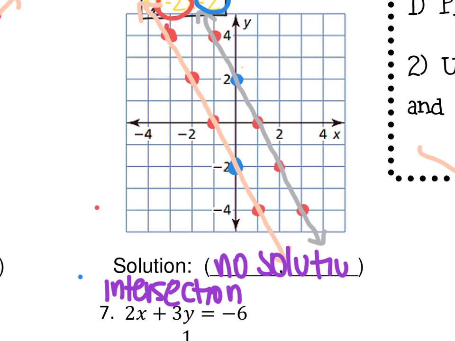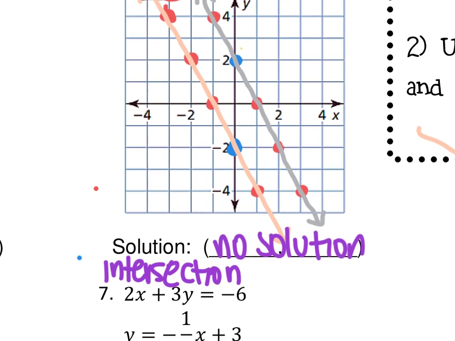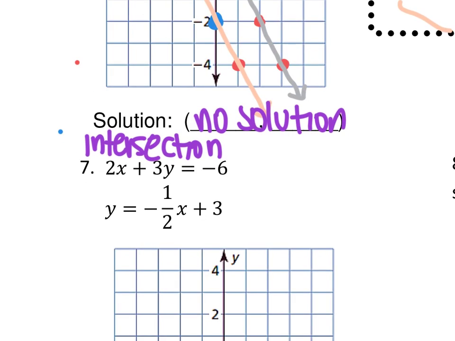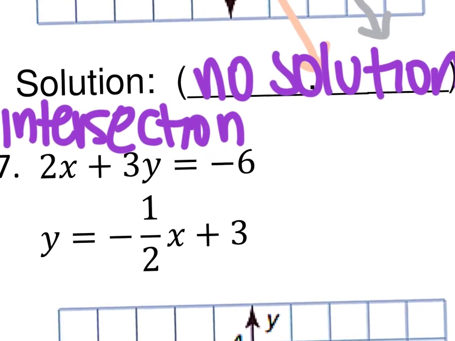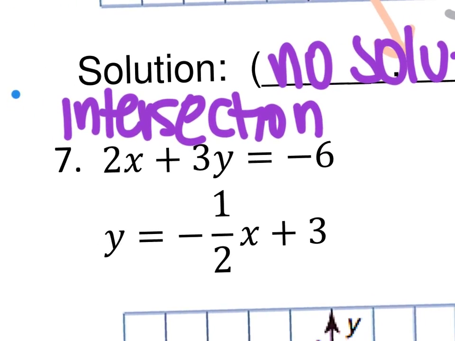There is no solution to this system of equations. So we can't do anything else to it. That is our answer, no solution. Okay, I'm going to do problem 7 next. I know it's not going in order, but I'm going to do problem 7 next.